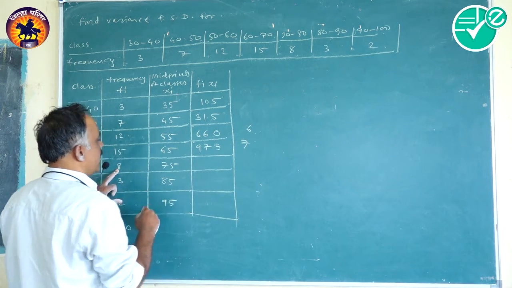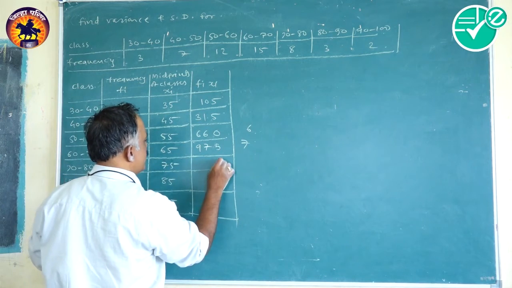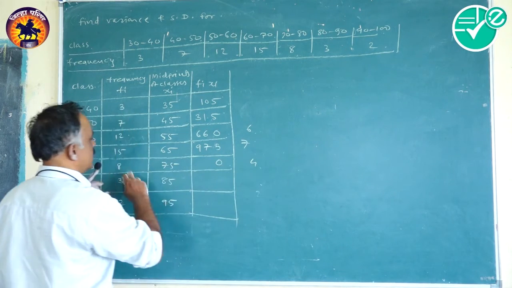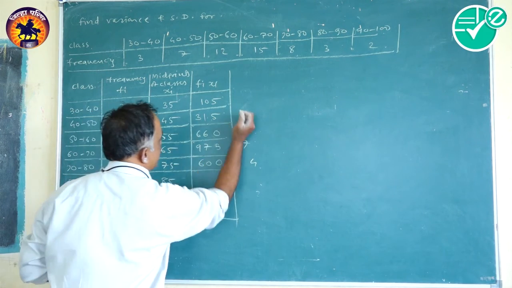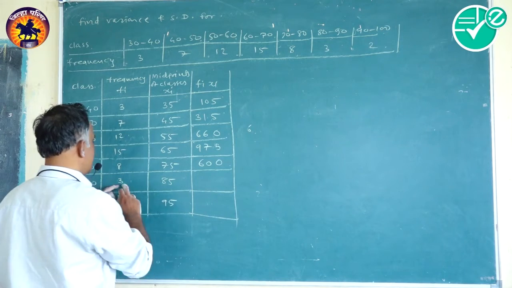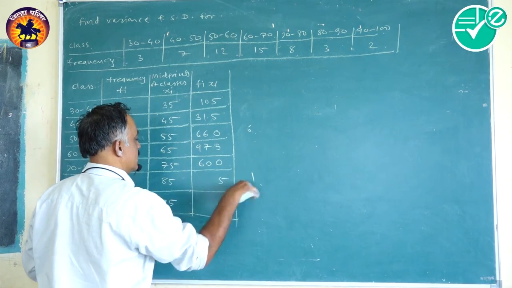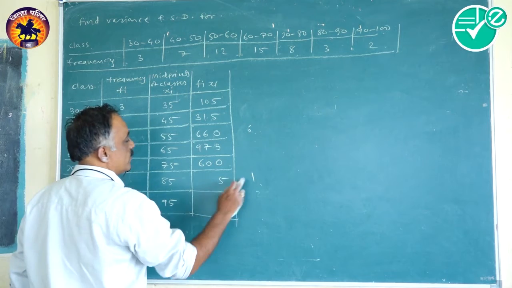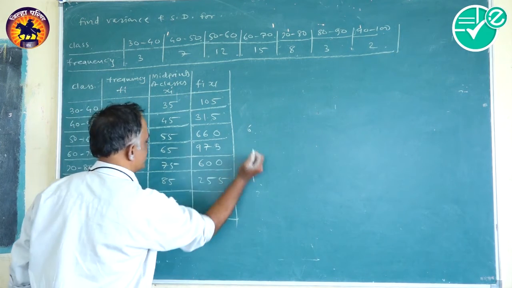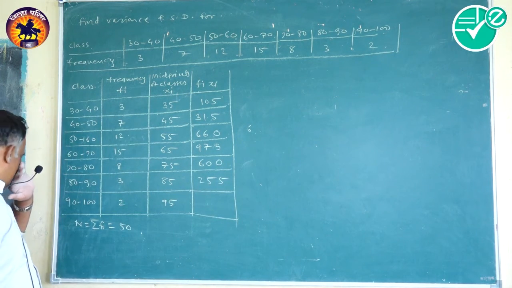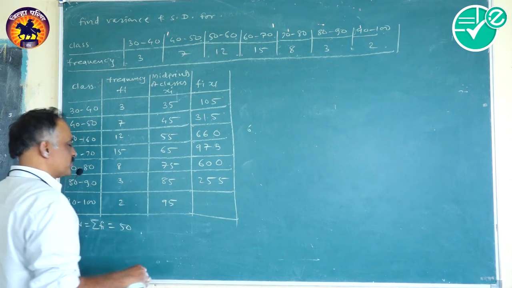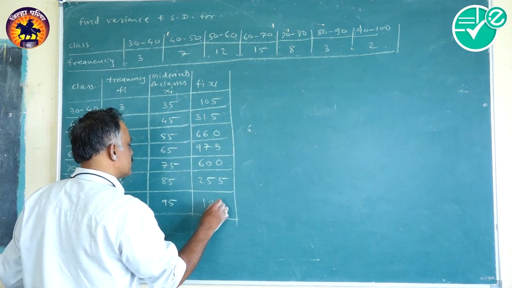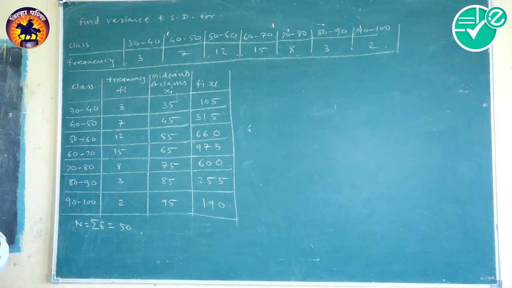8 into 75. 8 into 5, 40, carries 4. 8 into 7, 56. 56 plus 4 will be 60, that is 600. 8 into 3, 5 into 3, 15, carries 1. 8 into 3, 24. 24 plus 1, that gives you 25. 95 into 2, of course it will be 190. Yes, of course, quite correct.